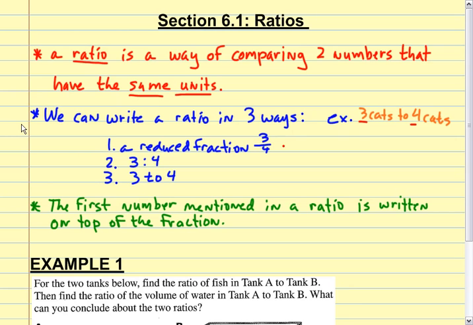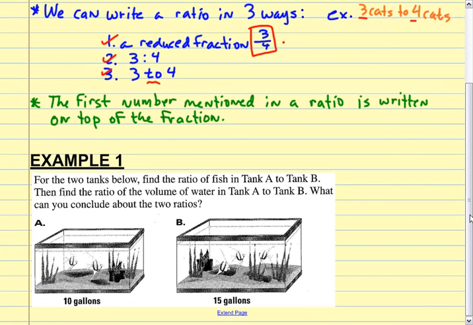Now the second way that we can write this is 3 colon 4. That's just another way of writing a ratio. And then the last way we can write it is by actually putting the word "to" in the middle of them: 3 to 4. That's the third way to write a ratio. We are going to write it as 3 over 4 most of the time, but you need to be aware that there are 3 ways to write it. The first number mentioned in a ratio is written on top of the fraction.